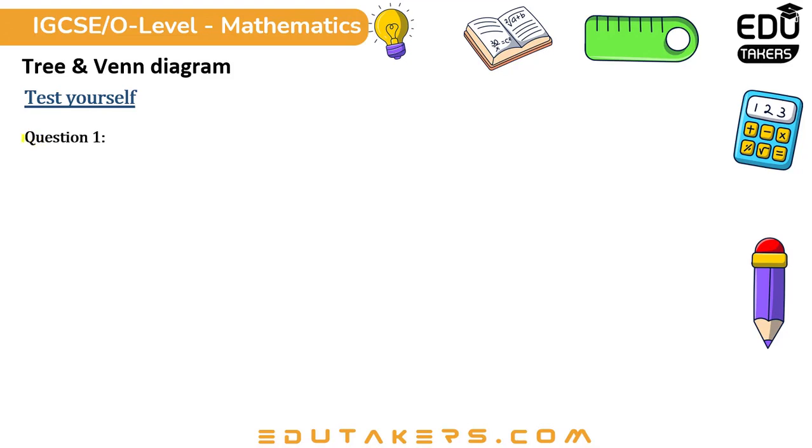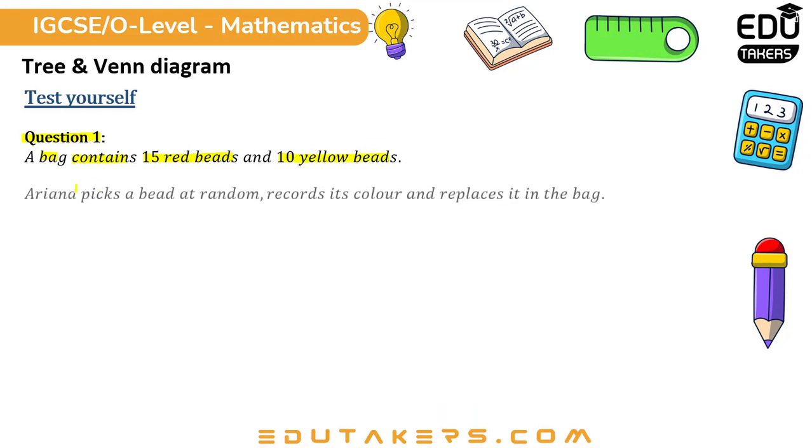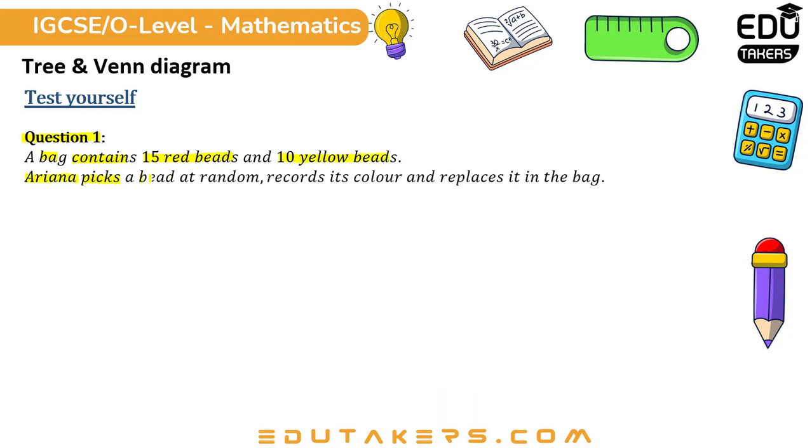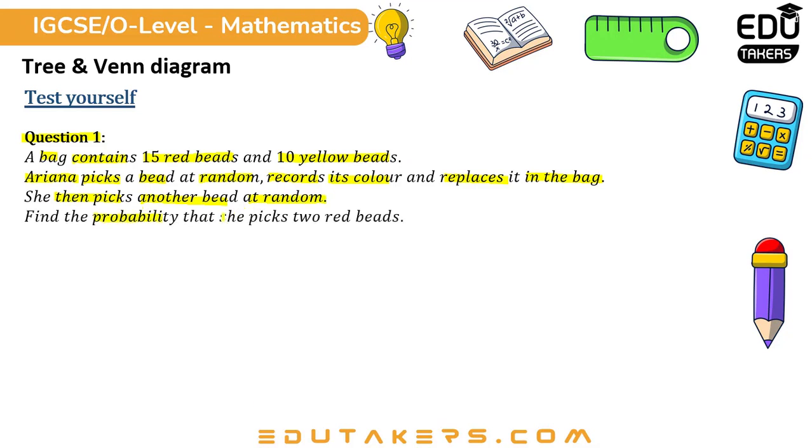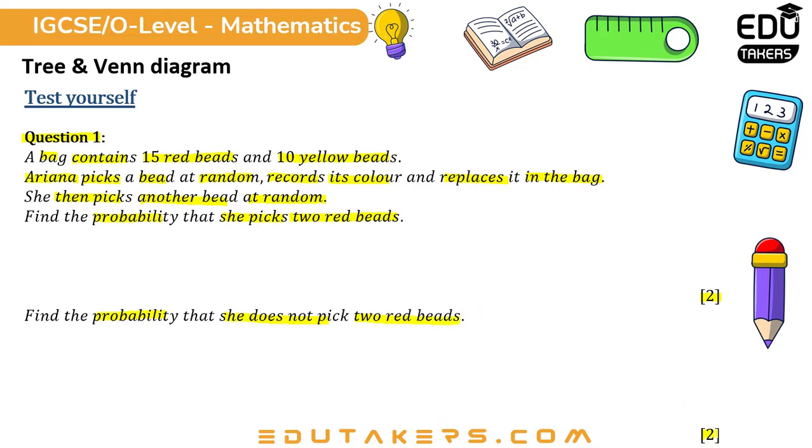Test yourself. Question number 1. A bag contains 15 red beads and 10 yellow beads. Ariana picks a bead at random, records its color and replaces it in the bag. She then picks another bead at random. Find the probability that she picks 2 red beads. It's a 2 mark question. Find the probability that she does not pick 2 red beads. It's a 2 mark question.